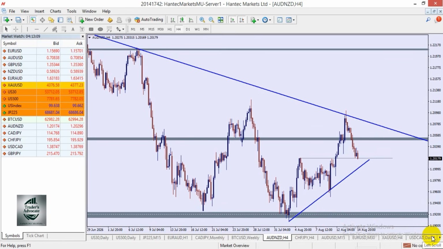Let's look at the S&P 500. We'll look at the S&P 500, US 30, then Japan 225. Then we wrap it up with the major currency pairs, right?